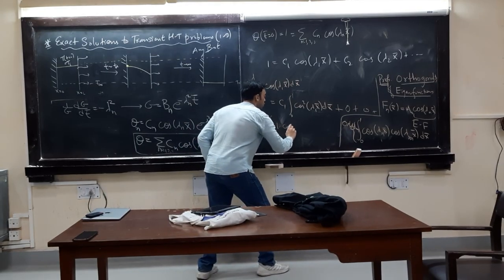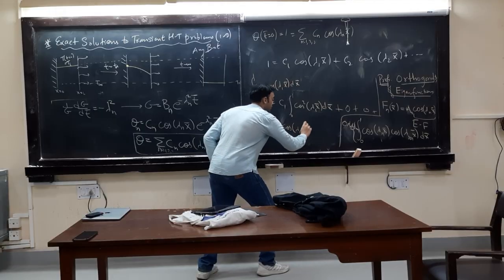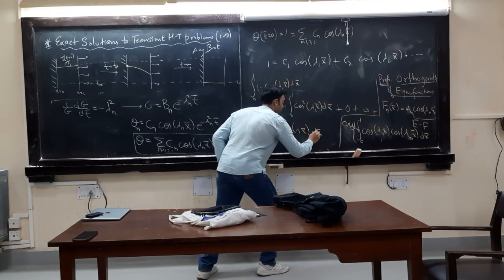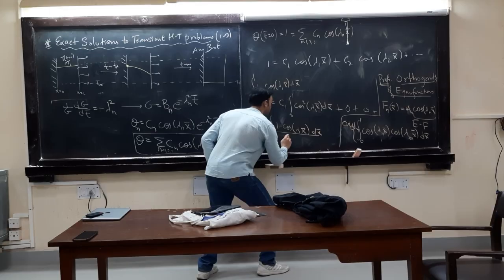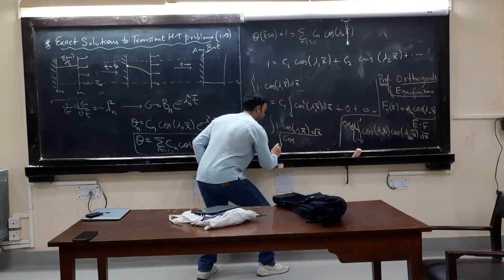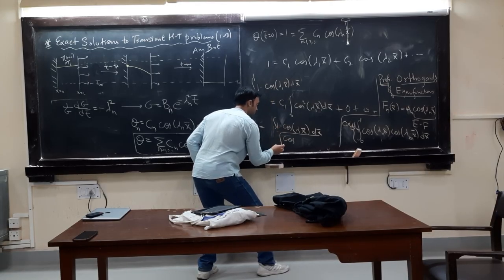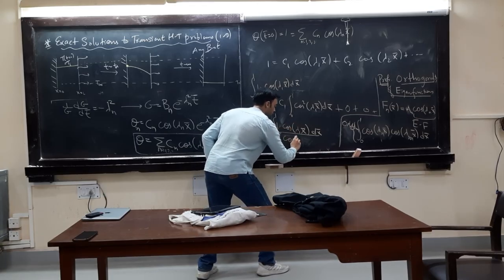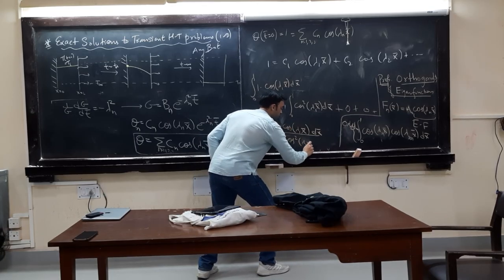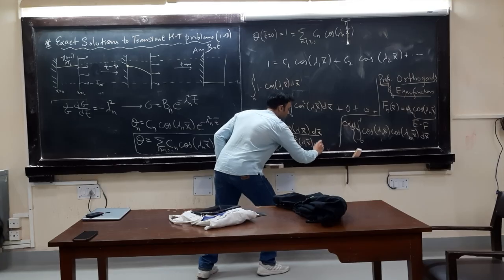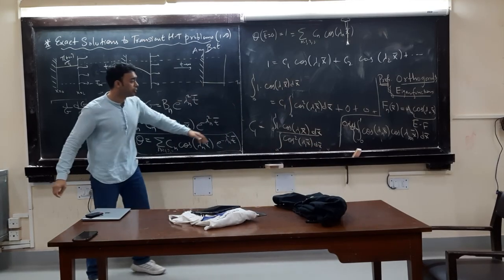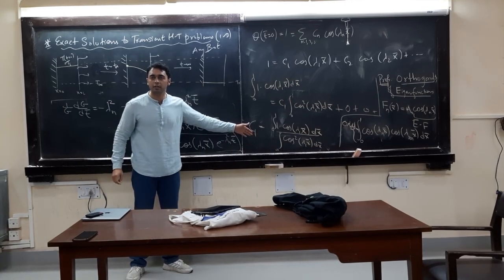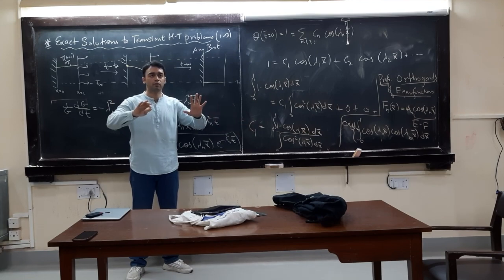1 into cos lambda 1 x bar dx bar, divided by, again integral, this is a separate integral, 0 to 1, cos square lambda 1 x bar dx bar. Now, similarly C2 you can find. So we have a solution for Cn.